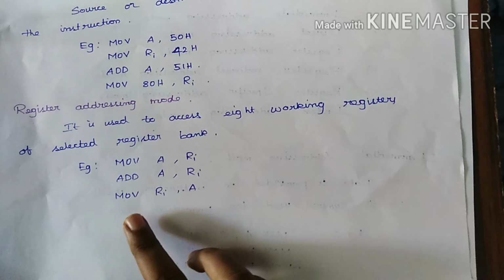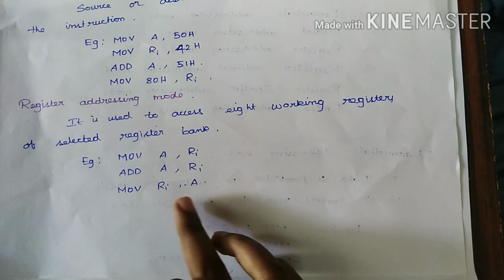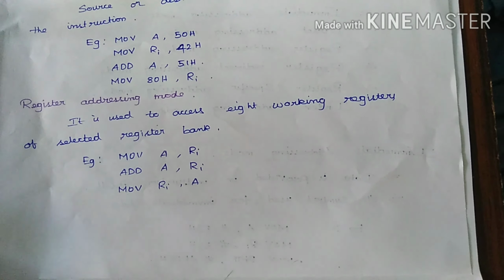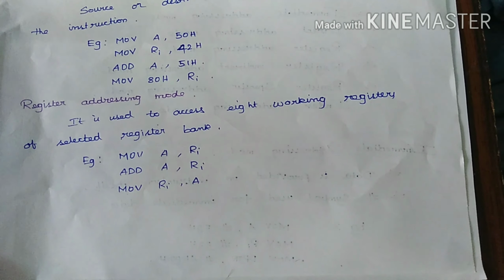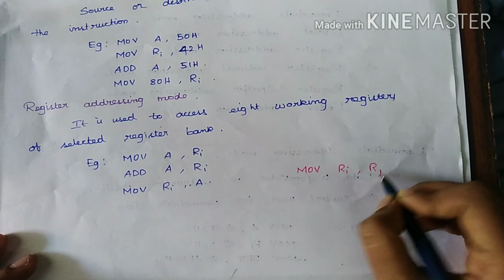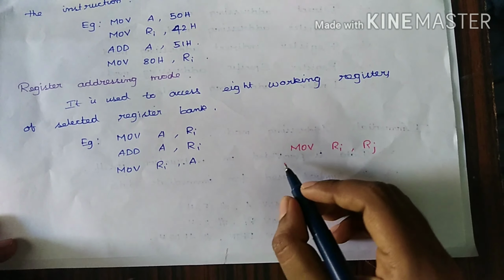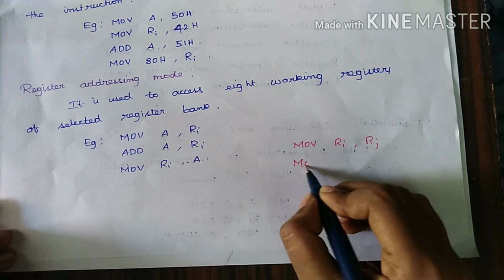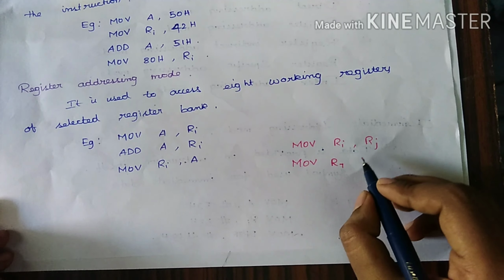And the next one, here we are using the register as the destination. So the data of the accumulator will be copied to this register. And in this addressing mode, we cannot use instructions like MOV Ri, Rj, that is, moving data from one register to another register. For this operation, we can follow the way in which we give the name of the register directly in the source or destination.